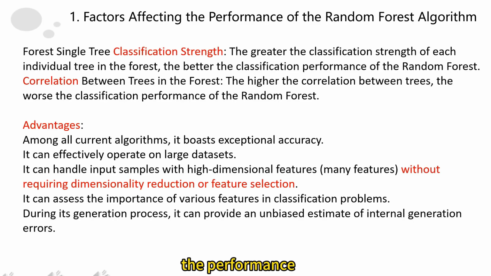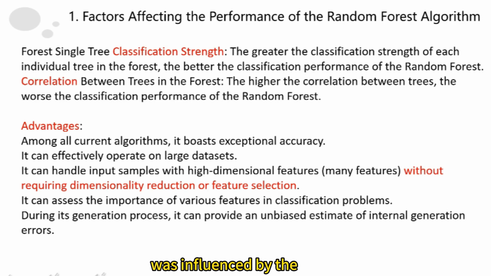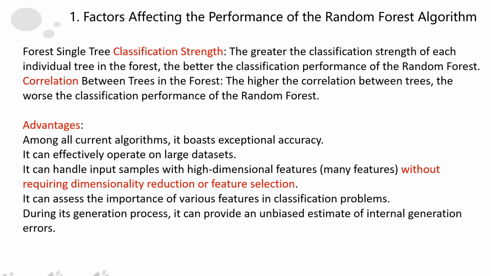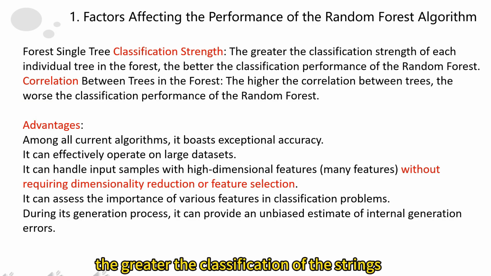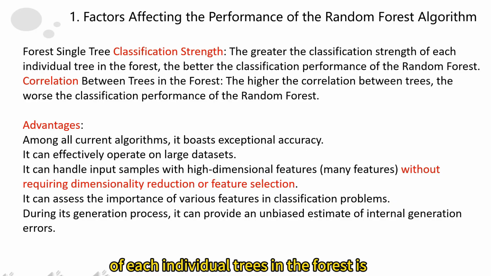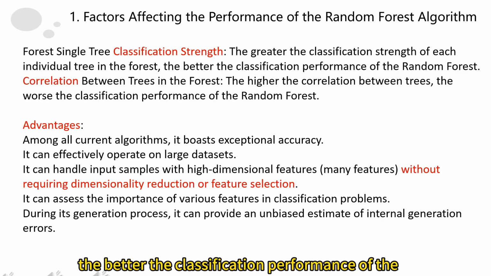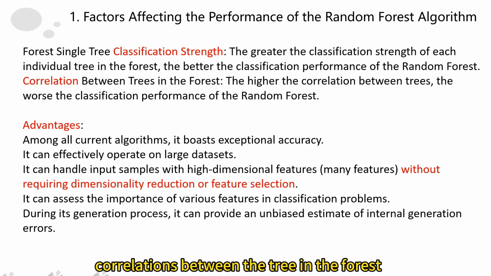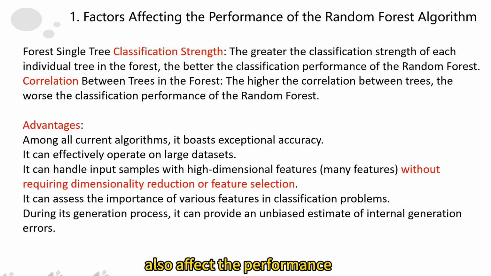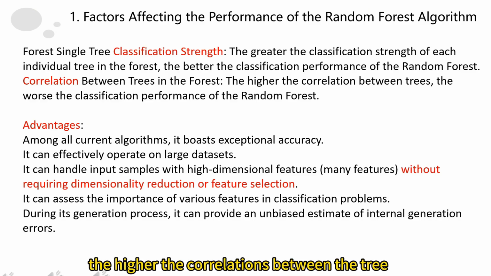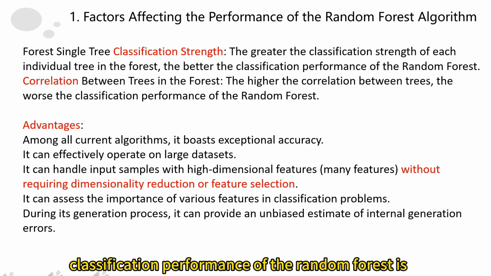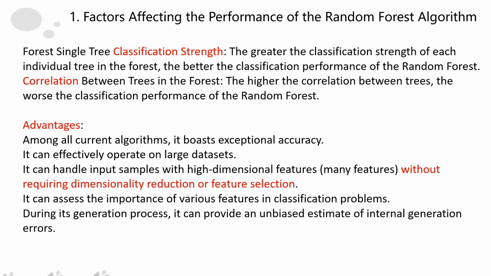First, the performance is influenced by the classification ability of the single trees in the forest. The greater the classification ability of each individual tree in the forest is, the better the classification performance of the random forest is. Correlations between the trees in the forest also affect the performance. The higher the correlations between the trees are, the worse the classification performance of the random forest is.